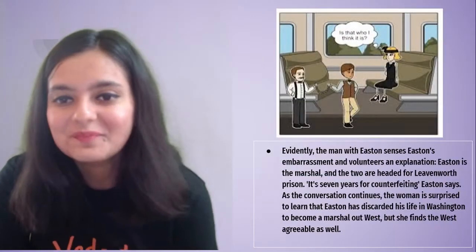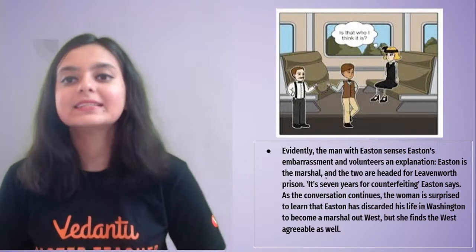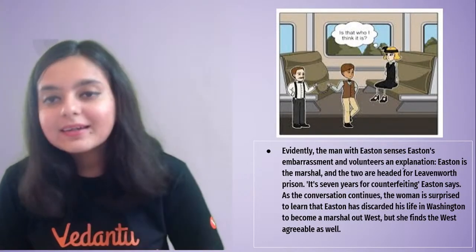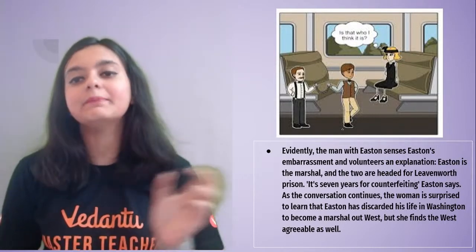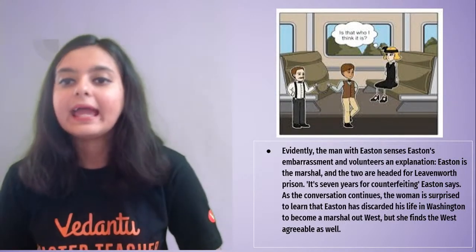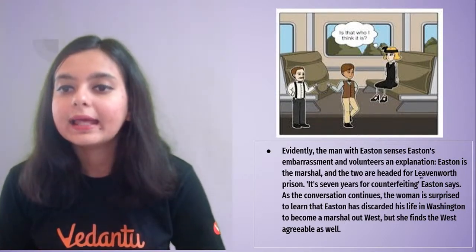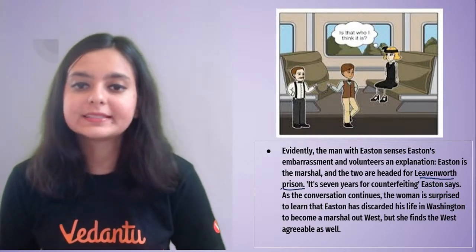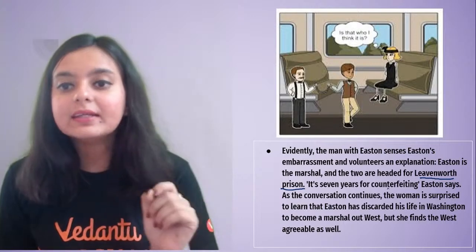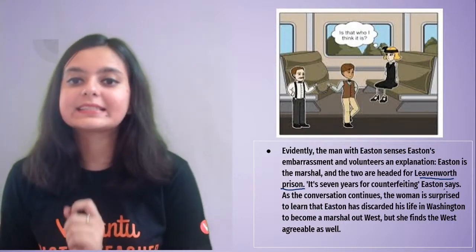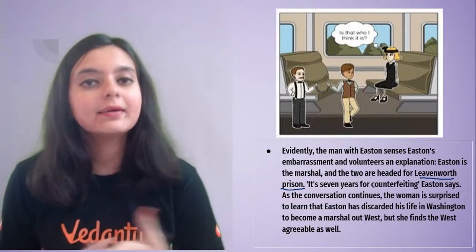Okay. Chalo. So evidently the man with Easton senses Easton's embarrassment and volunteers an explanation. So the marshal who was accompanying Mr. Easton, what did he say? He said that both of them are headed for Leavenworth prison. Where are they going? Leavenworth prison. It's 7 years for counterfeiting, Easton says. And for what crime has he been arrested?